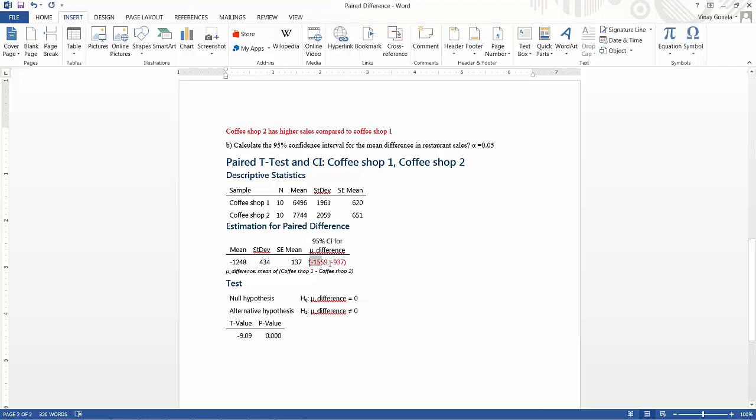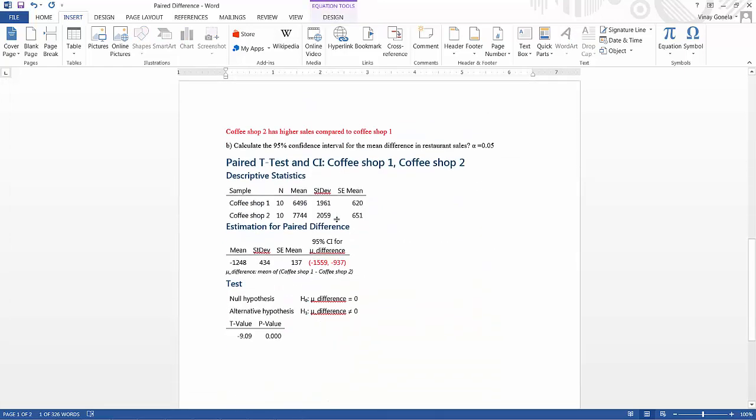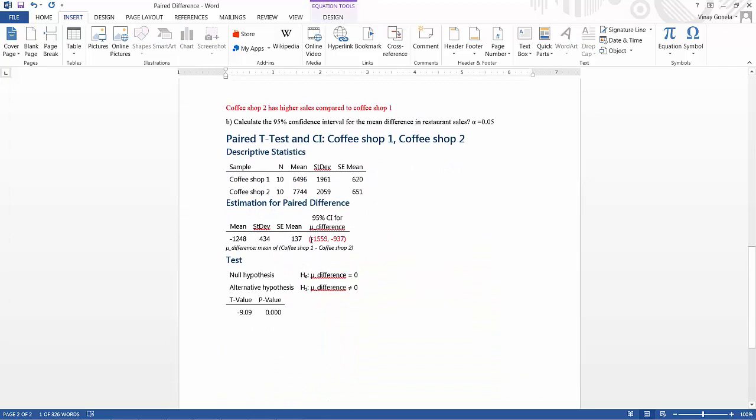If both of these values had been positive, then coffee shop 1 would have higher sales compared to coffee shop 2. And if the first value had been negative and the second value positive, then there wouldn't have been any difference. So you can look at the 95% confidence interval, or any confidence interval, and look for the hypothesized difference, which is 0. Does 0 lie in this? 0 is not there. That means we reject the null hypothesis.